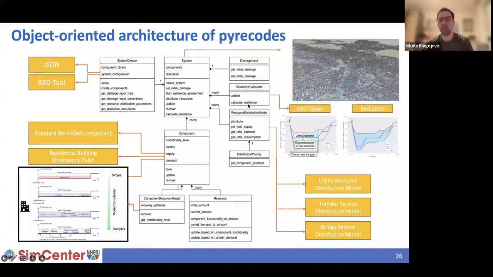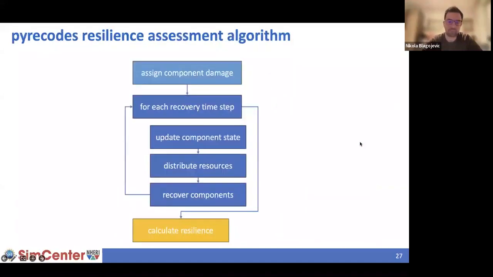And then when we talk about quantifying resilience, there is a separate class called Resilience Calculator, of which right now we have 2 implementations. One is related to NIST goals, so you can assess NIST goals using pyrecodes. The other one is related to the original, let's say, RE-CoDeS framework, which calculates the integrated unmet demand of a certain resource during the whole recovery period.